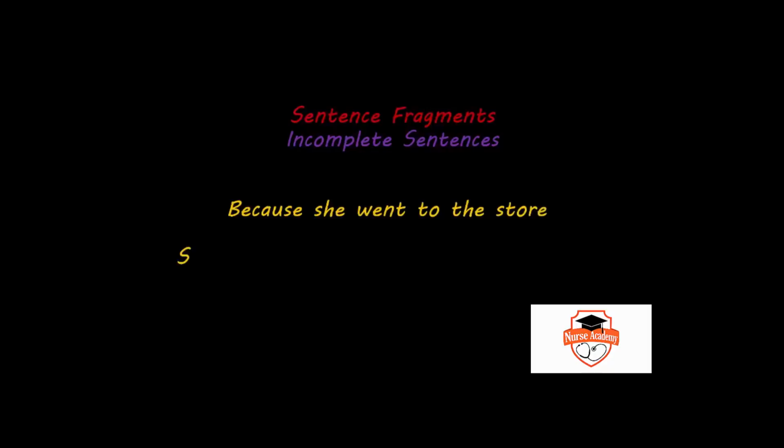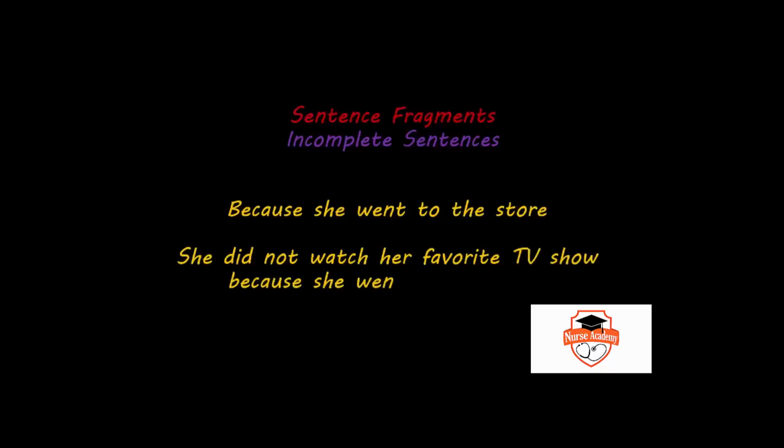Let's discuss sentence fragments. Sentence fragments are incomplete sentences. For example, if I said, because she went to the store, this would be an incomplete sentence. I would want to write, she did not watch her favorite TV show because she went to the store. This would be a complete sentence. I have my independent clause and my dependent clause. And the one thing you want to realize is that she went to the store is an independent clause, but because I have because before it, it becomes a dependent clause and can't stand by itself and becomes a sentence fragment. So make sure you're completing your sentences.